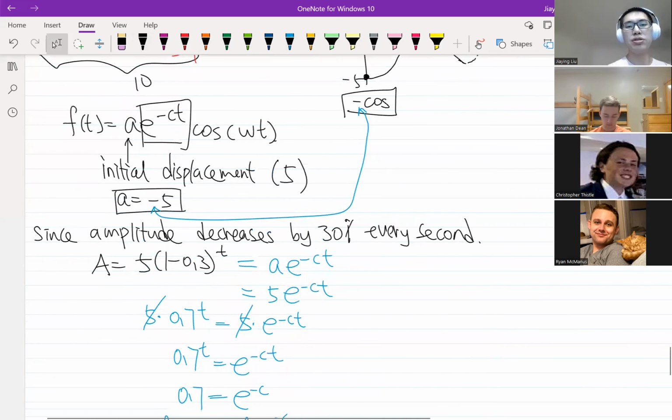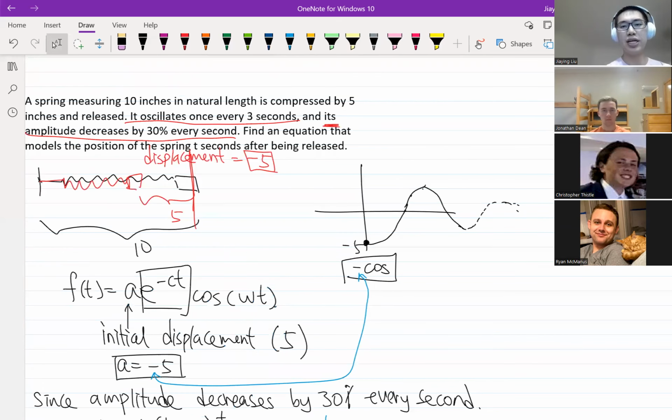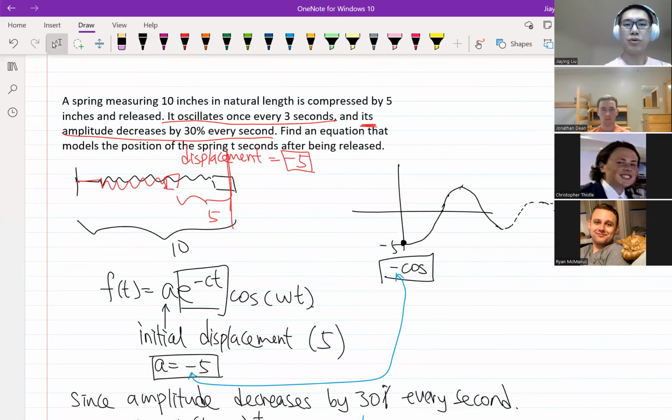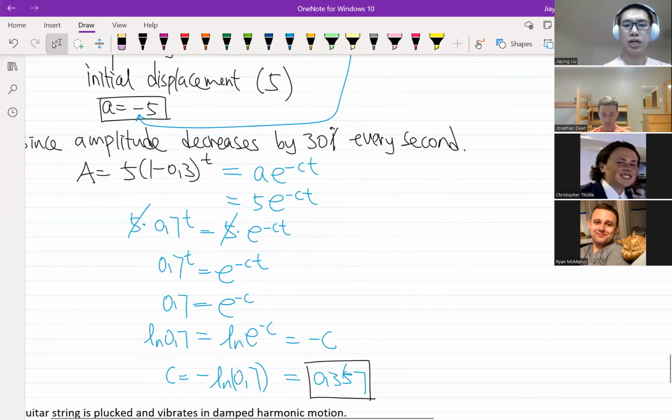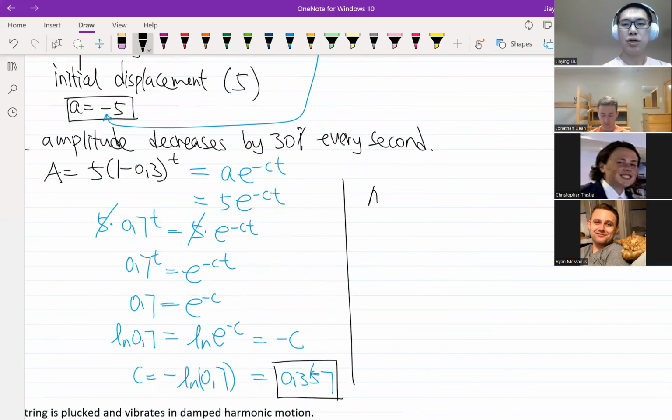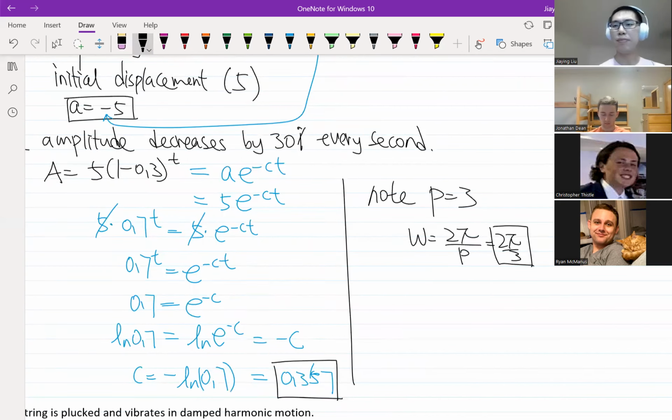And the next thing we need to find is omega, because it says it oscillates every 3 seconds. So the period equals 3. So let's see, I'm going to put a note on the side here: period equals 3. So omega equals 2 pi over period, which equals 2 pi over 3. So that's omega.